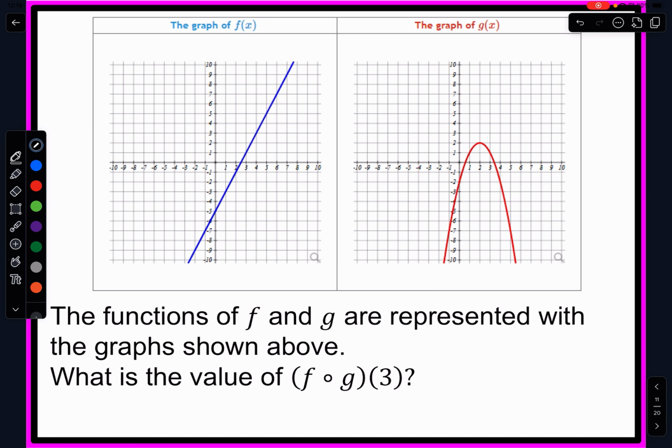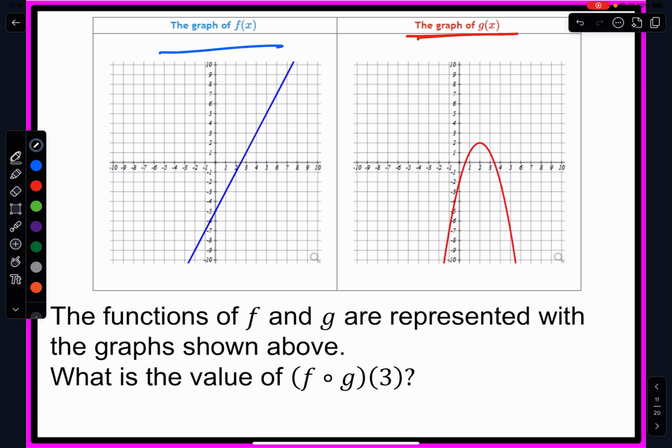Hello class. In this example, we are given two functions, and the idea is to evaluate the composition of f∘g of 3 using again these two graphs. So on the left side, we have the graph of f right here in blue. And then in red, right here on the right, we have the graph of g.